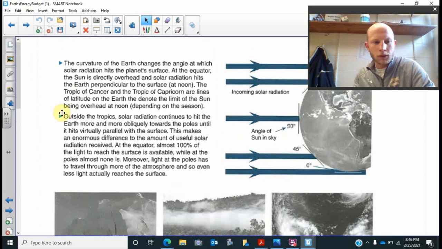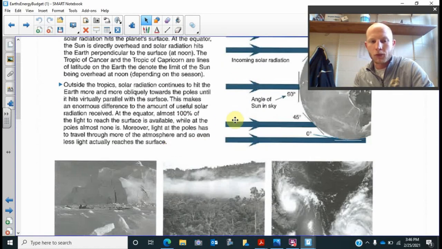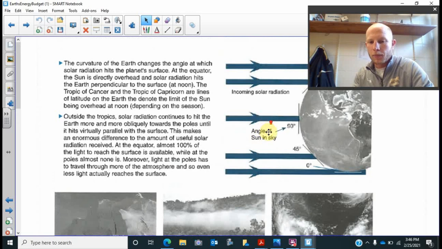So let's see, the outside the tropics. So we start talking about the Tropic of Cancer and Capricorn, which we'll come to on the next page. But the biggest thing here is we have direct rays of sunlight. It's more concentrated here, therefore more energy is hitting this and is being absorbed by the surface of the Earth. Whereas if we come in here, we hit this curved, angled surface, and now more of it's being reflected. It also has to travel through a little bit more atmosphere.